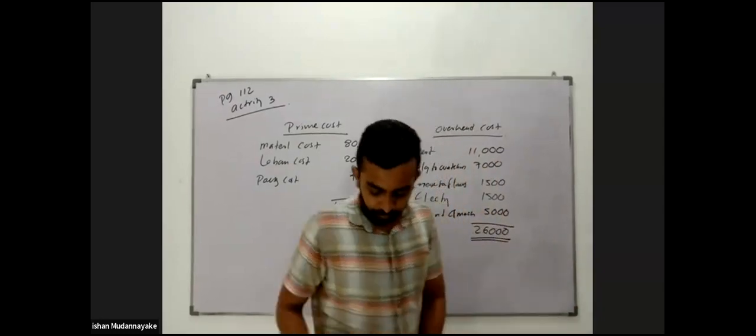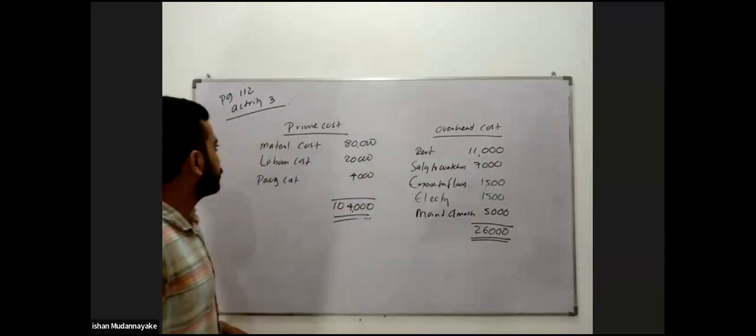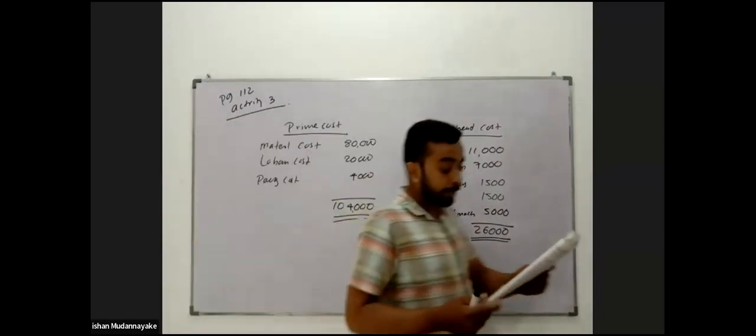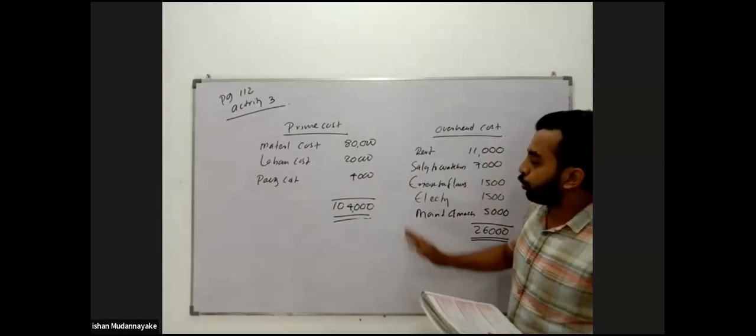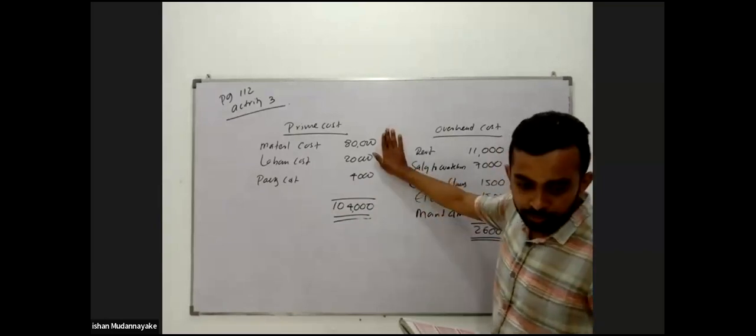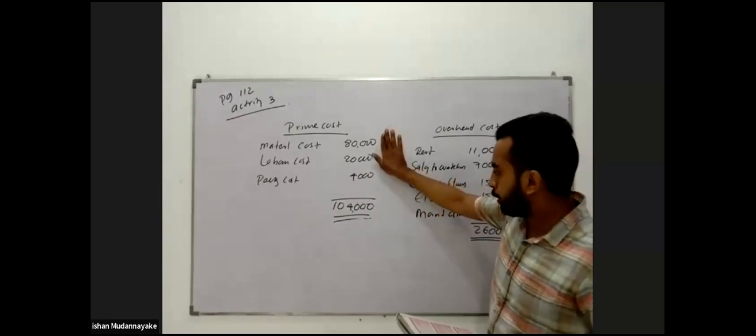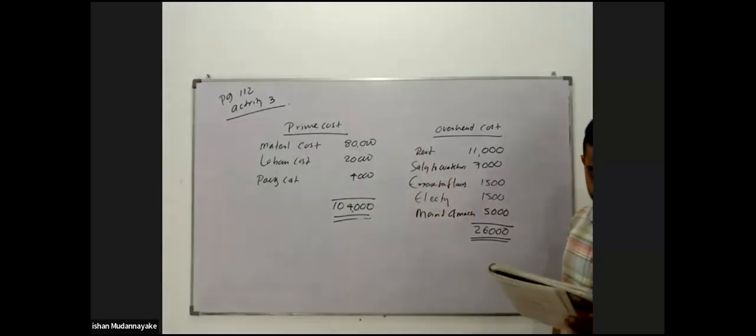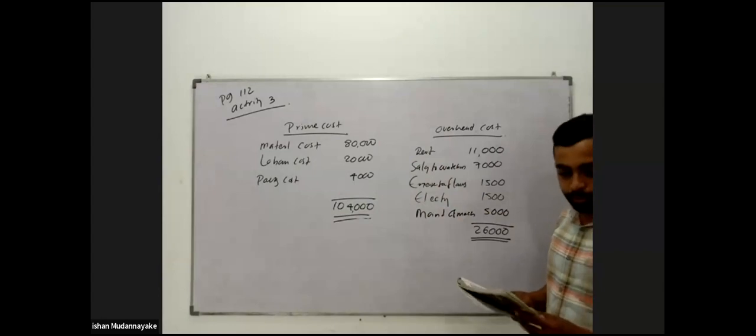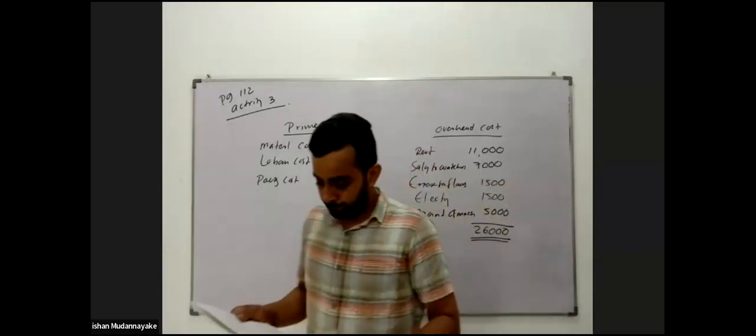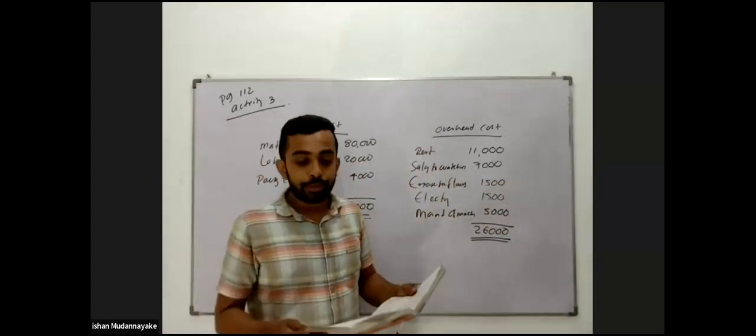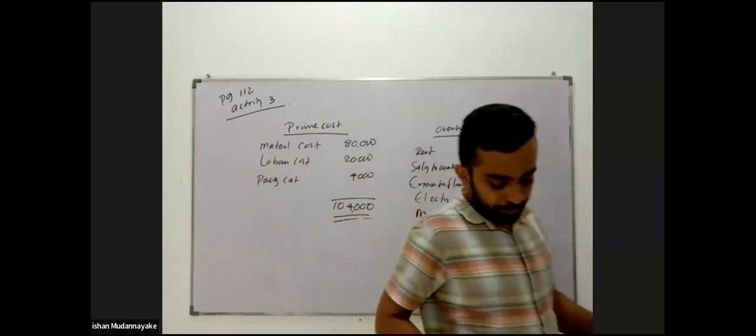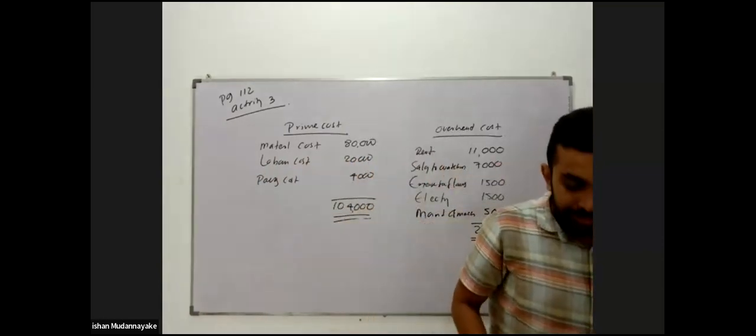Right. Then students, in page number 112, under activity 3, total prime cost of the business organization is 104,000. Total overhead cost of the organization is 26,000. And then in page number 113, you can see the method of calculating selling price per unit.